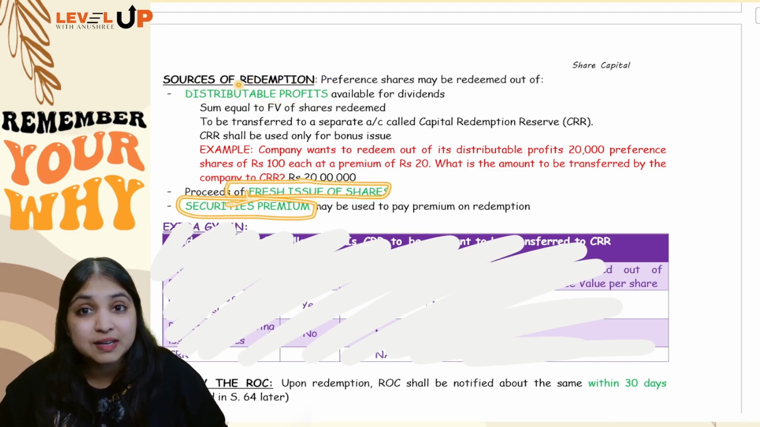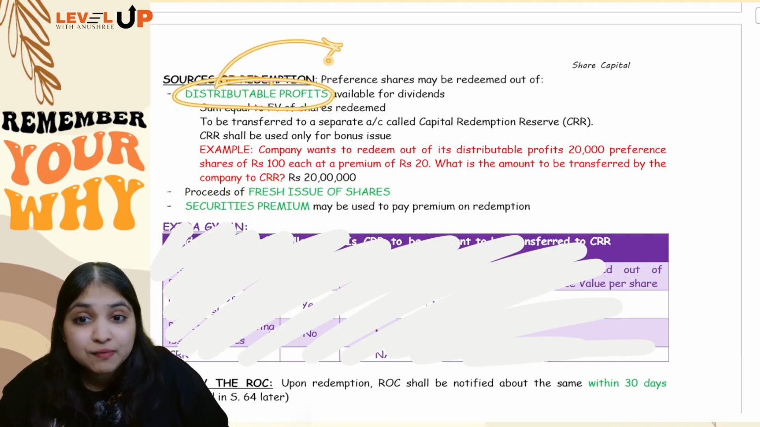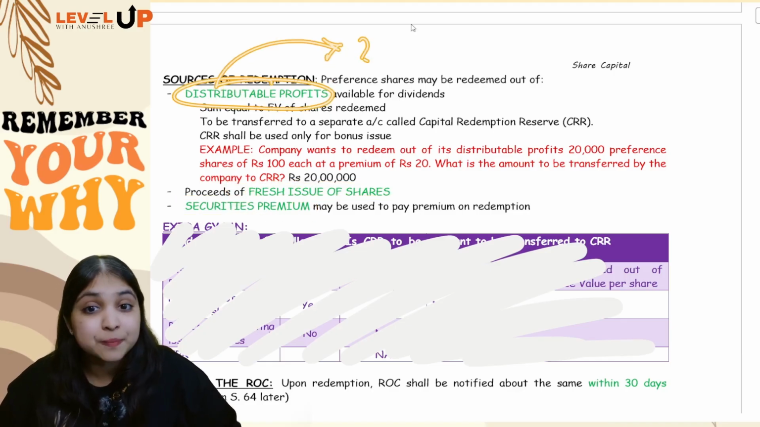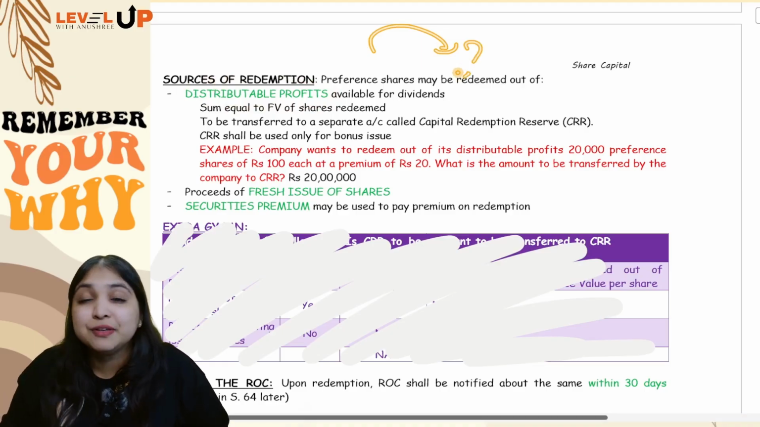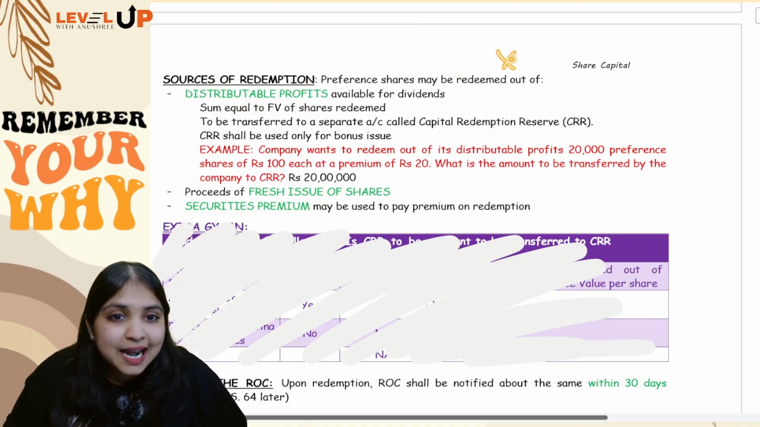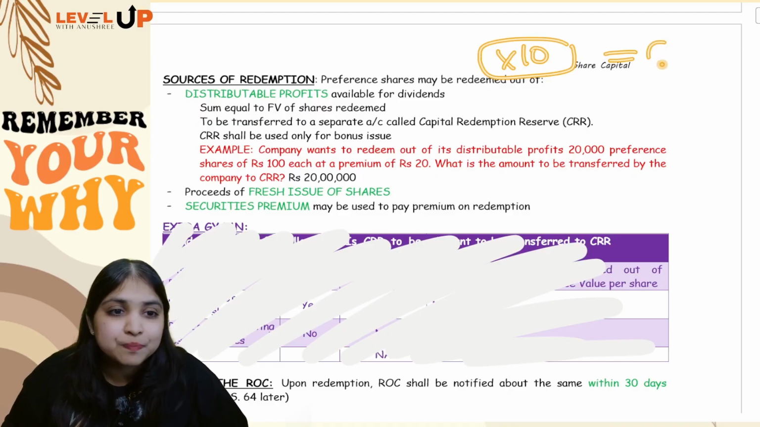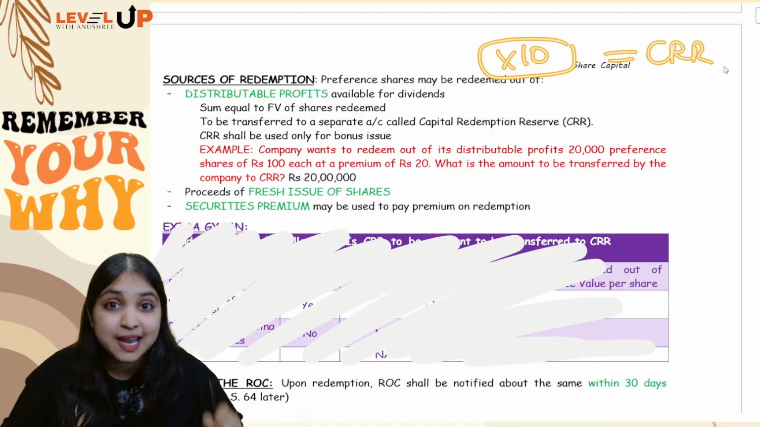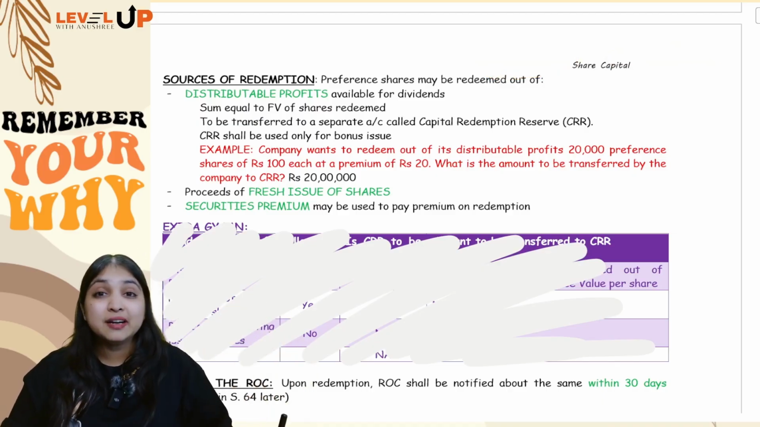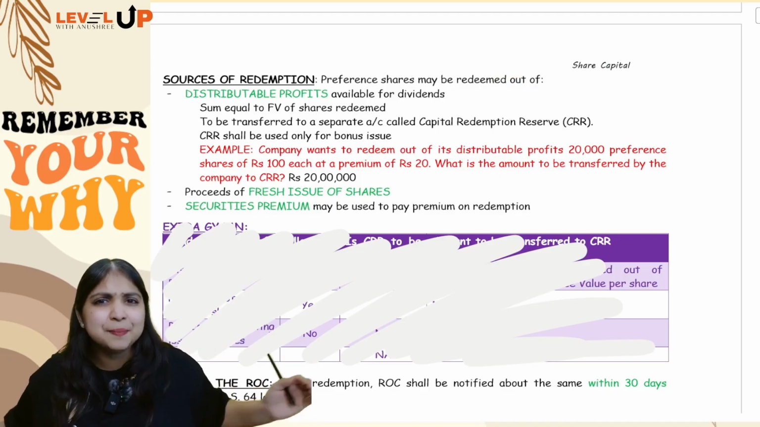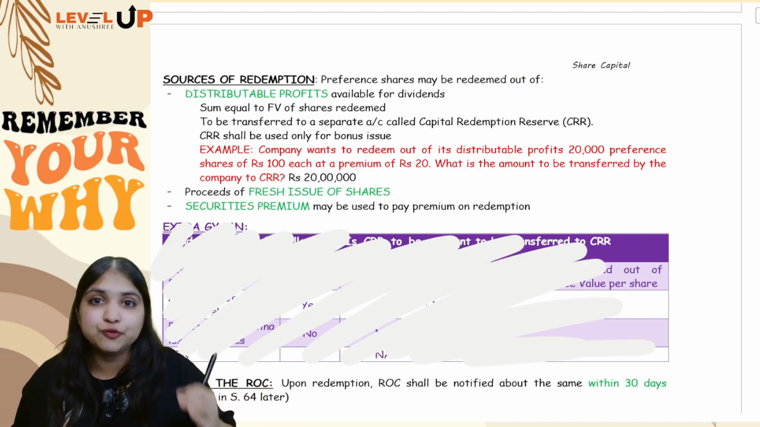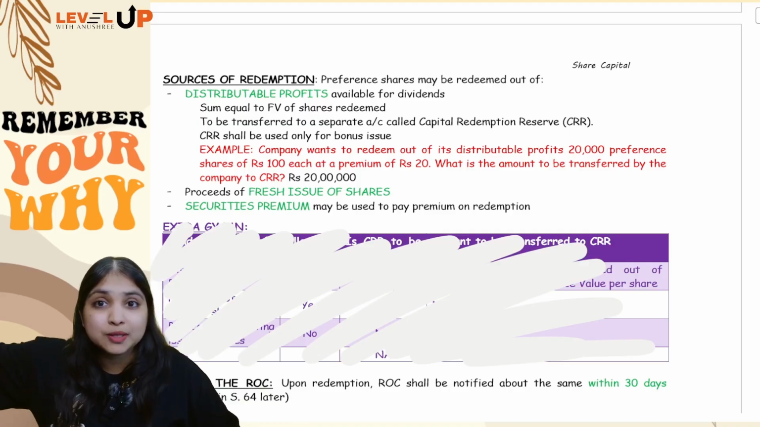Then we had learnt that from distributable profits alone, we will see how much money the company took. Using that money, how many preference shares did the company redeem? That many preference shares into face value, the company will have to transfer into CRR, capital redemption reserve. That capital redemption reserve cannot be used for any other purpose. It can be used only to issue fully paid bonus shares. I hope you remember the whole logic.